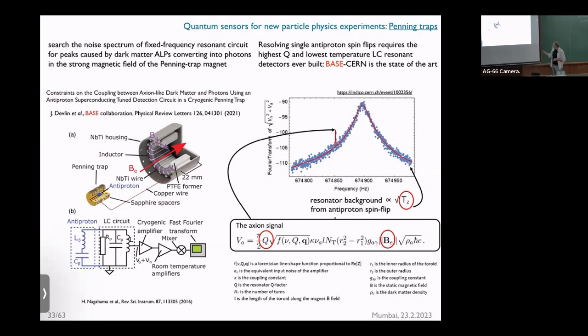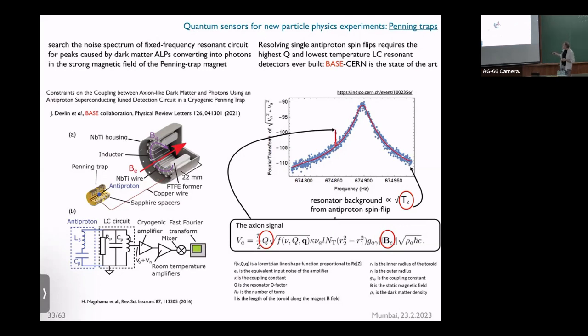They do this by picking up signals that are induced by the antiproton via an LC circuit, a cryogenic system that they then amplify and do a fast Fourier transform of. And the interesting thing is that this approach actually allows them to also probe interactions of any potential axions with a very strong magnetic field in which they're working. And one of the inputs to the strength or the quality factor with which one can determine axions is the temperature of this overall system.